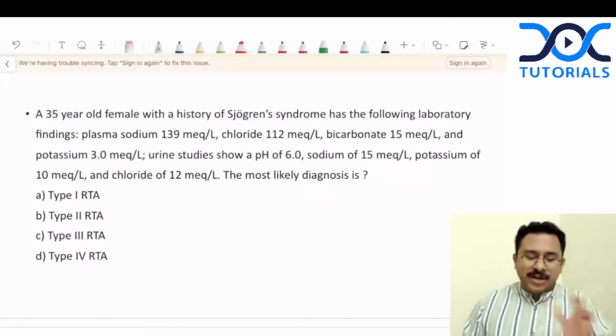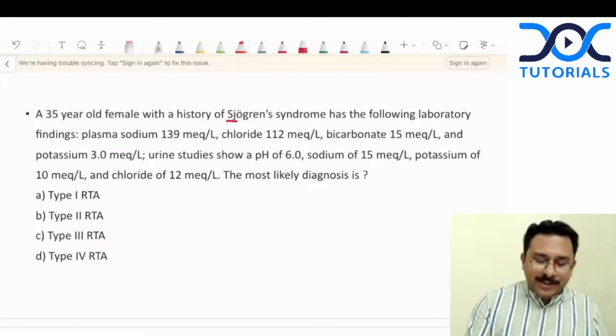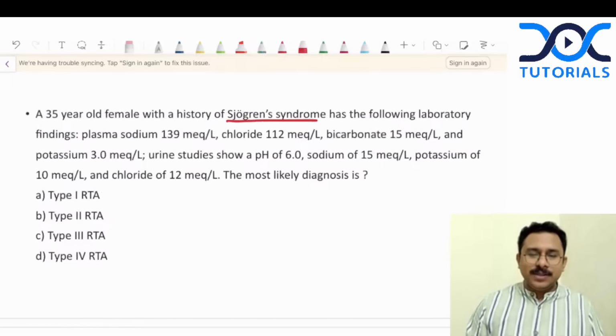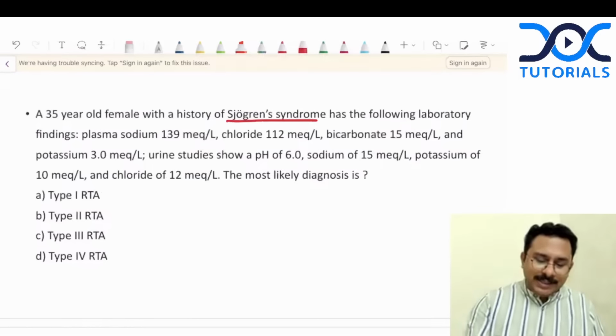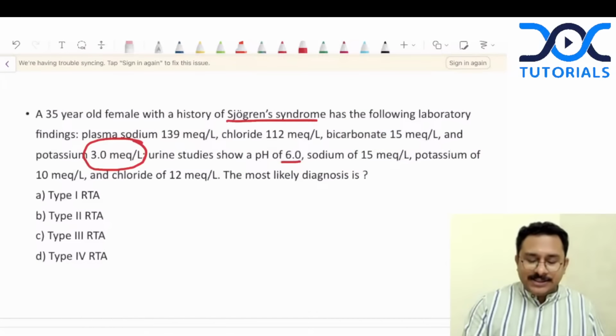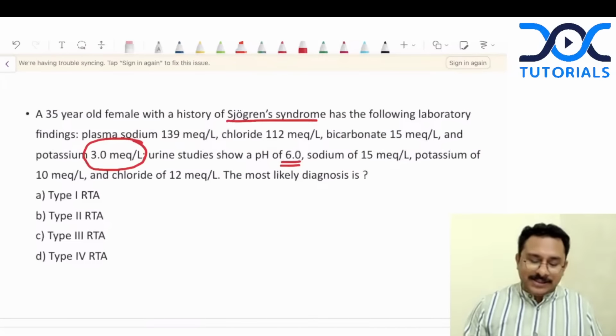Let's go to the next question. A 35-year-old female with a history of Sjogren's syndrome. Some laboratory parameters have been given. So what are the key findings? You can see that there is hypokalemia. Potassium is 3 milliequivalents per liter and urine pH is 6. Okay, urine pH is 6.